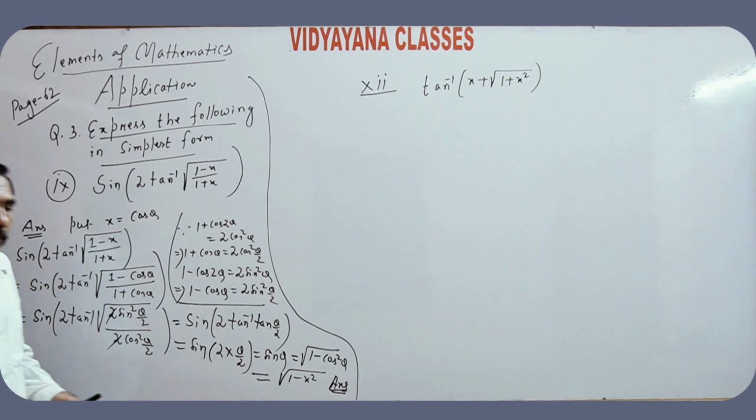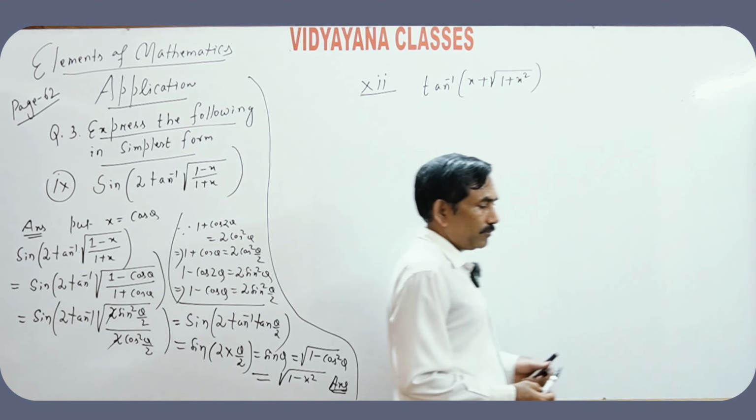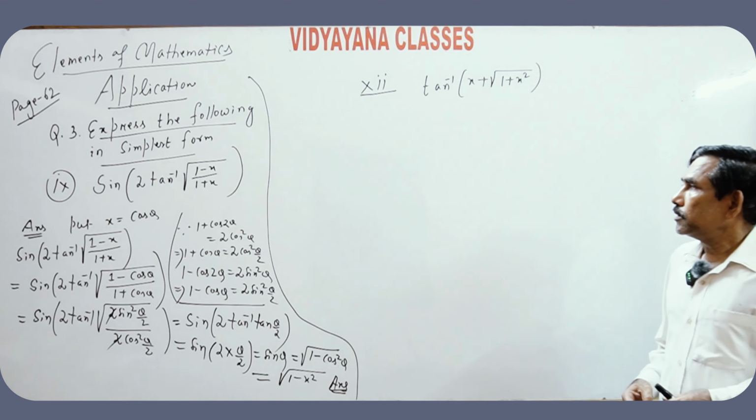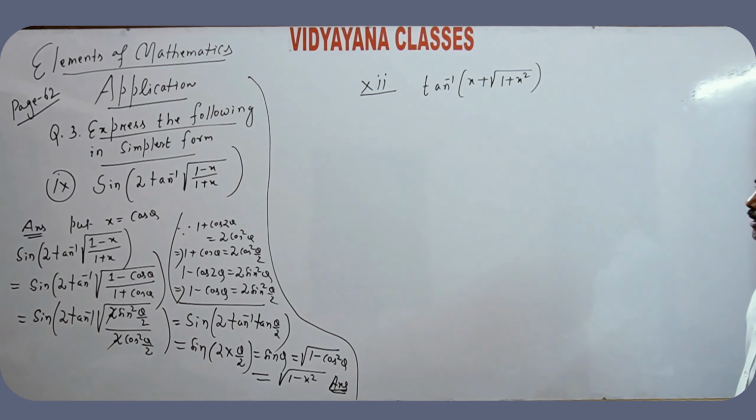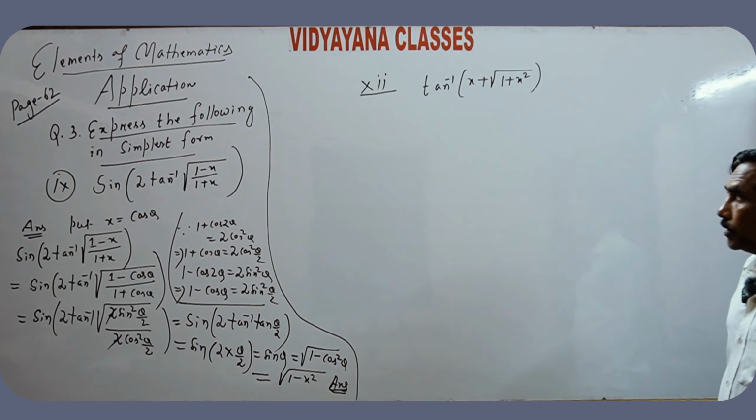Clear? It is the simplest form of sin 2 tan inverse root of 1 minus x divided by 1 plus x. Clear? Okay.